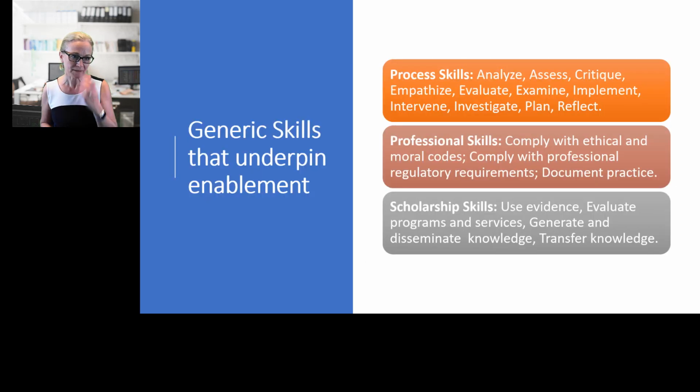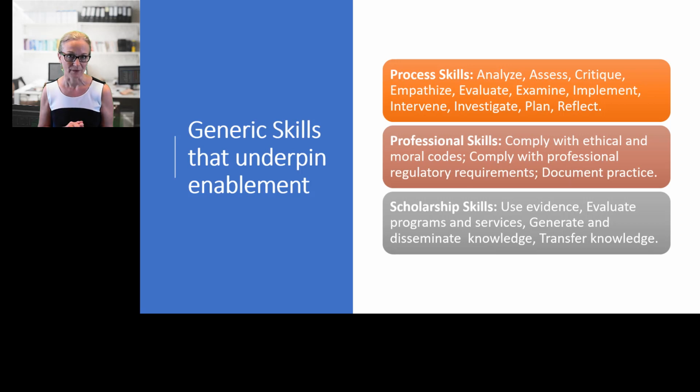So the generic skills that underpin enablement are these three listed here. And this is from the Canadian Enabling 2 textbook. First one is process skills, so the ability to analyse, assess, critique, empathise, evaluate, examine, implement, intervene, investigate, plan and reflect. The bottom one, scholarship skills, is using evidence, evaluating programs and services, generating and disseminating knowledge, and transferring knowledge.